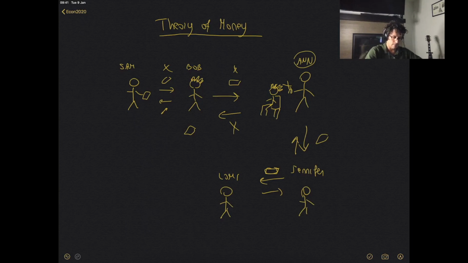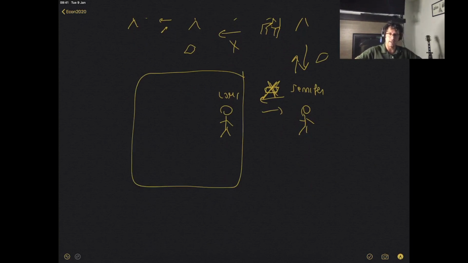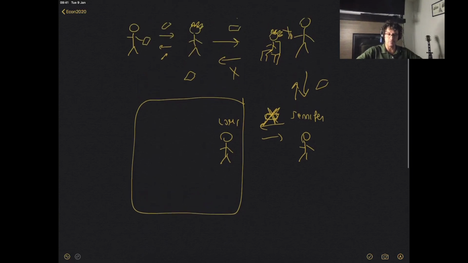But let's suppose that for some reason there is Lomi here, Jennifer here, and let's suppose that for some reason Lomi does not accept money. So let's suppose that Lomi does not want money, and let's suppose that all the rest of the world is like Lomi, do not accept money.